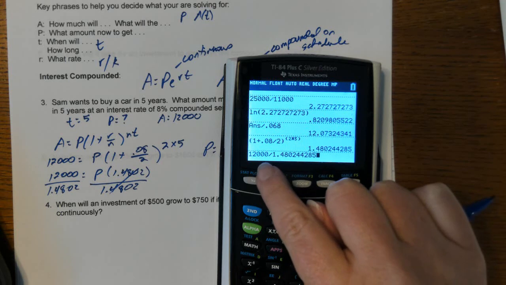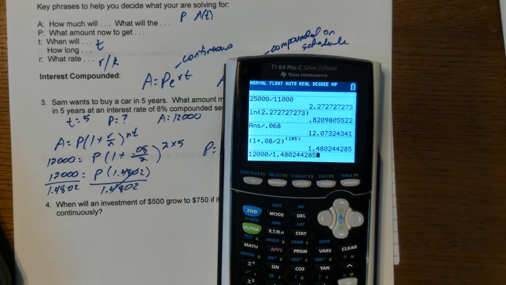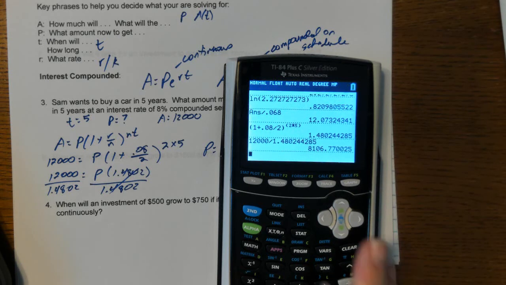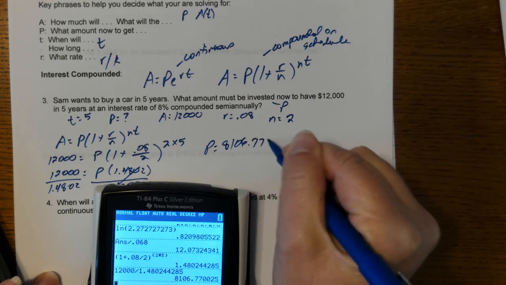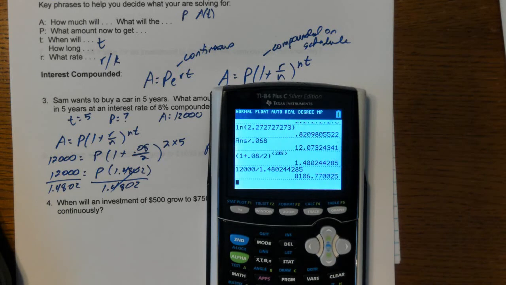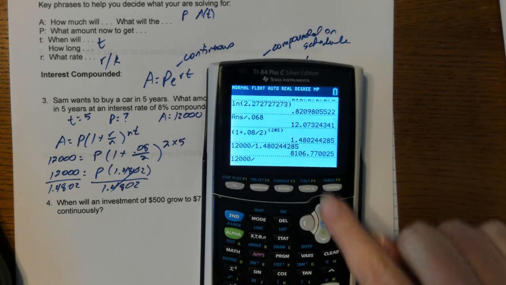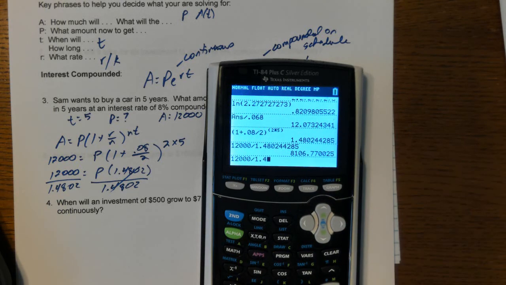Okay? So 12,000 divided by, I arrowed up and grabbed it and hit enter and it pasted it. Okay? And I get P equals 8106.770025. Okay? If you have an 83, 12,000 divided by, it does not give you the option to up arrow, okay? So you would probably need to type it. Type that whole thing, 1.4802442285, in order to get that same answer.